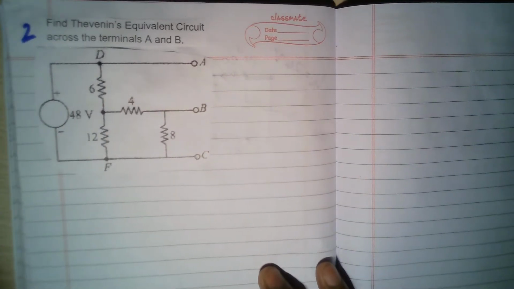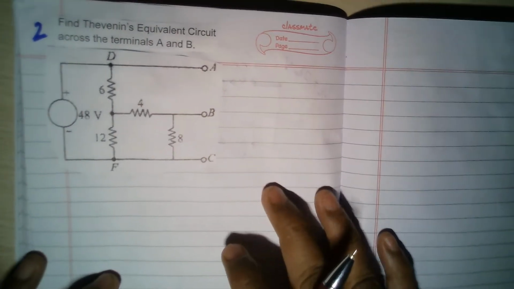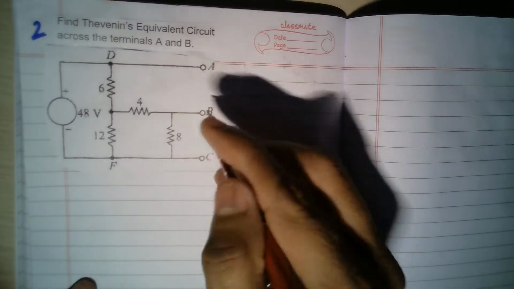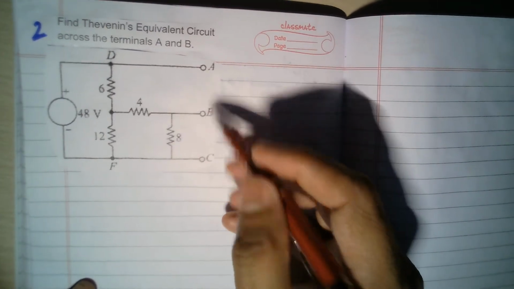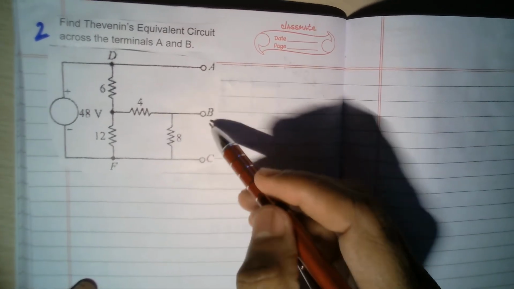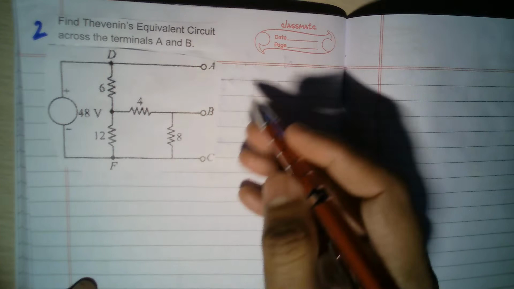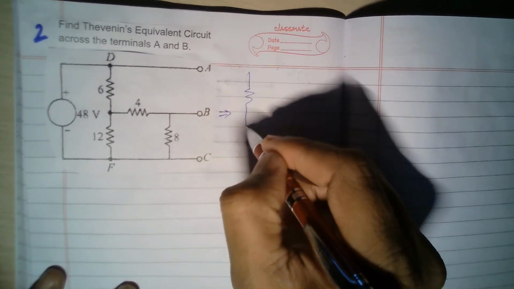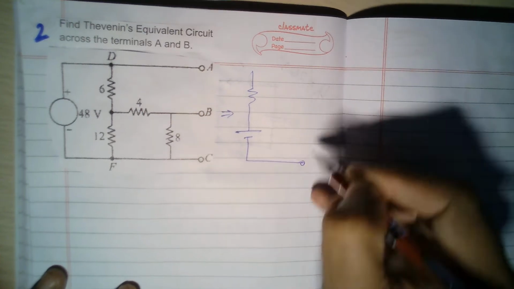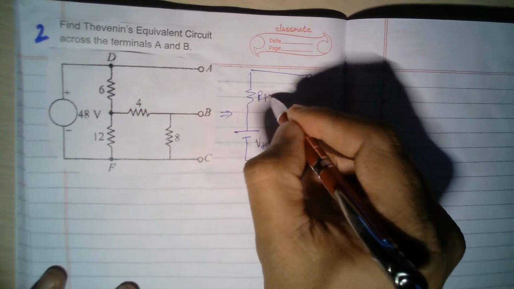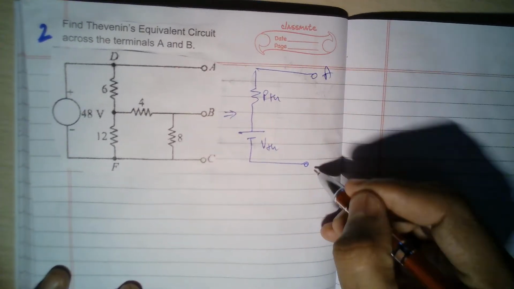Okay, so now comes the second problem. So again, you can pause the video here and try to solve this. Now the question is to find the equivalent Thevenin circuit across AB. So this also again we need to replace with a simple source like this. So here VTH and RTH between terminals A and B.